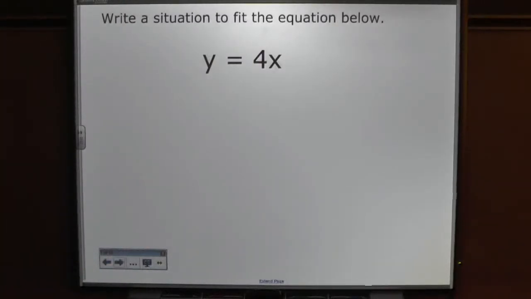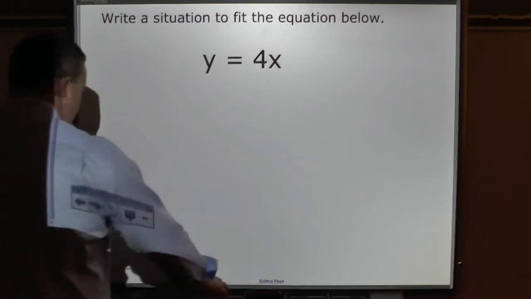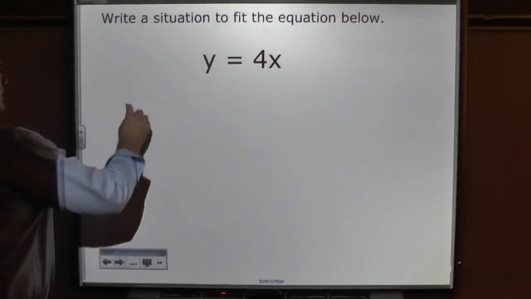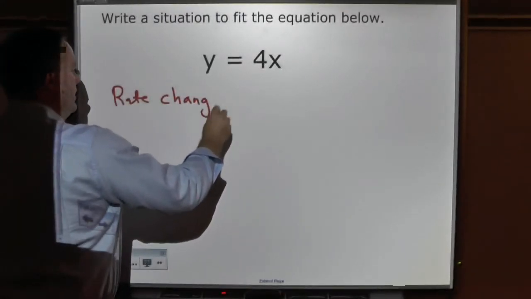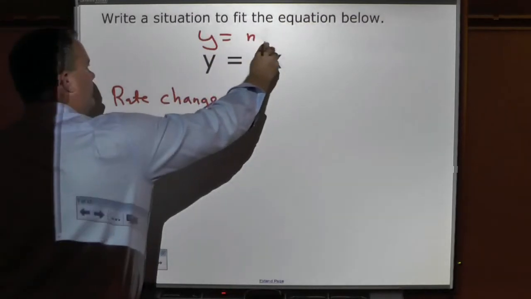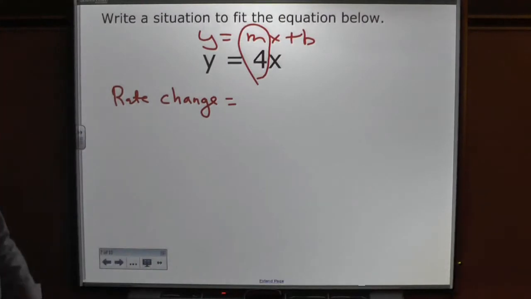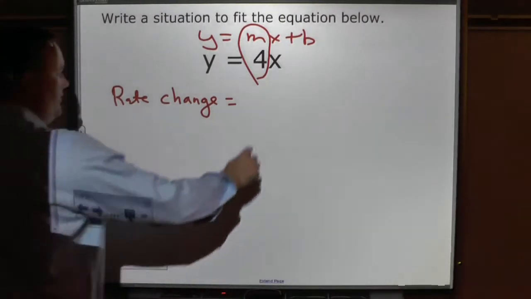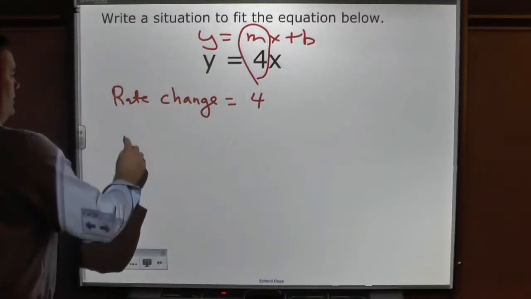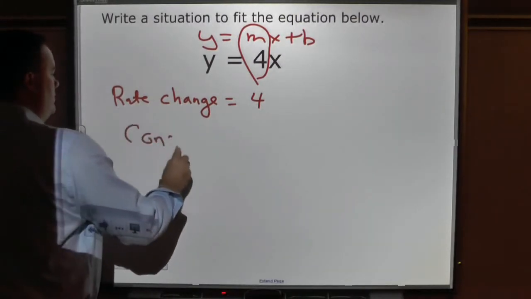All right, so we have another one here. Write a situation that fits this equation below. So at this point, we got y is equal to 4x. Well, what you need to come up with, a couple things. First, the rate of change. Rate of change, as we look at this, we look at the equation for a linear function. Rate of change in this case is whatever your coefficient is, the number in front of that value of x, so 4.